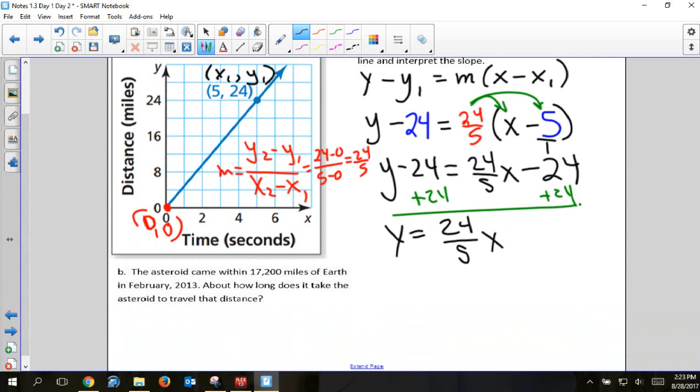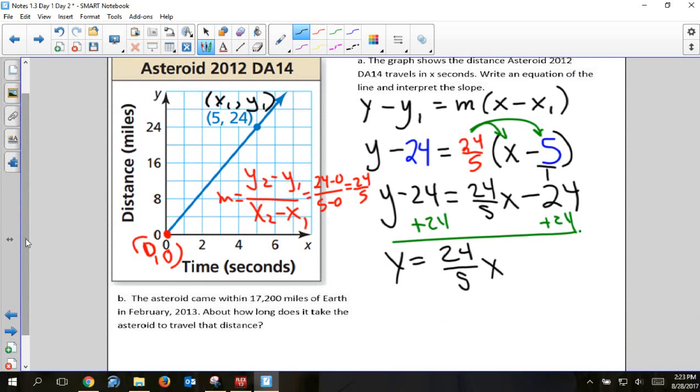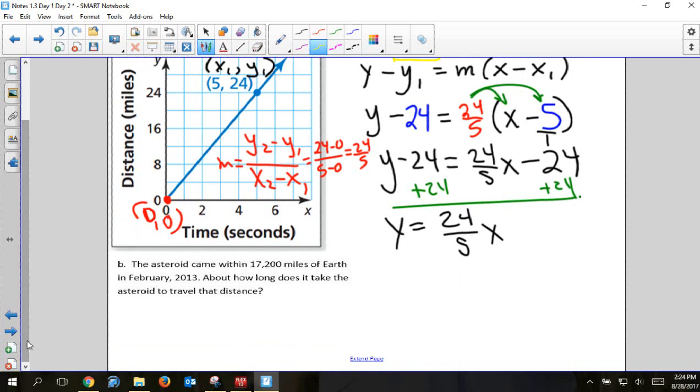Then it says we have to interpret the slope. When you see the word interpret, you're going to write in words what the slope stands for. Okay? And then when they have the answers in the book, they have it in a simplified form. So if you needed to find this as a decimal, you could. You're supposed to bring your calculators today? Okay, take them out. What's 24/5 as a decimal?